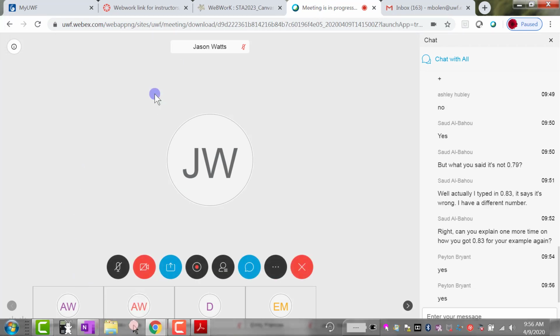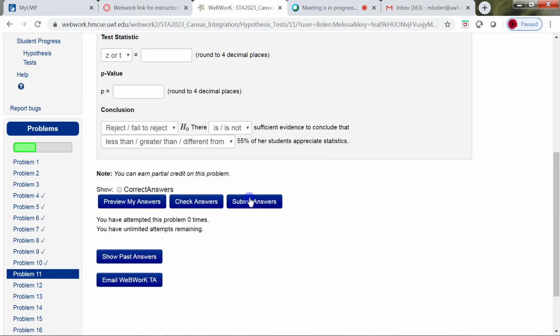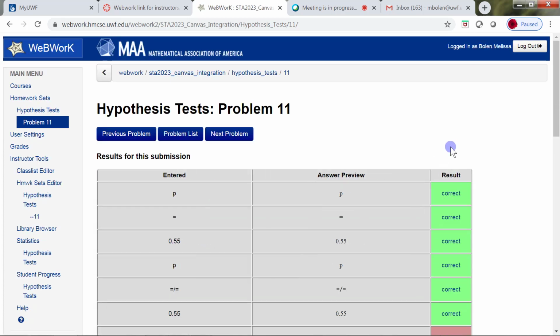We'll go ahead and throw this in real quick. This is going to be P, equals. I don't like web work on this part because we should be able to make the null opposite. In this case, equal to would be opposite, but I think it should allow it to be greater than or equal to or less than or equal to as long as it's opposite. But it doesn't. You have to put in equal always. So I guess that's their not equal sign. 0.55. Submit answers. So far, so good.